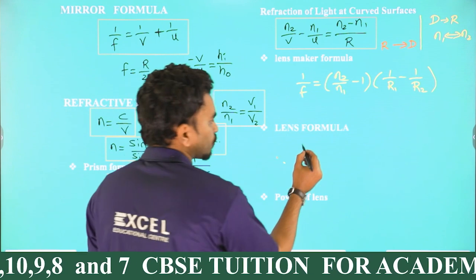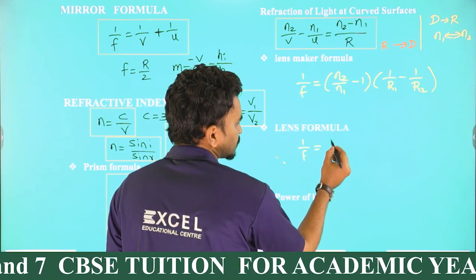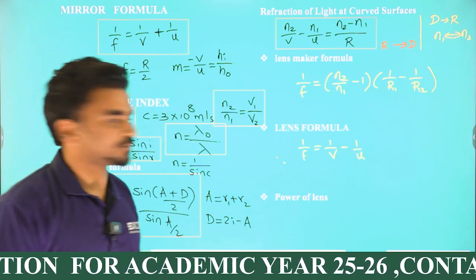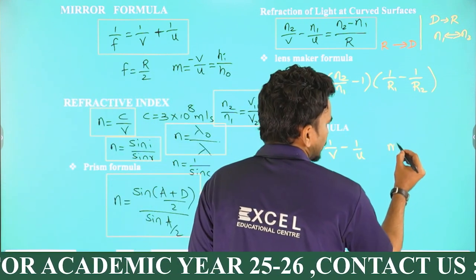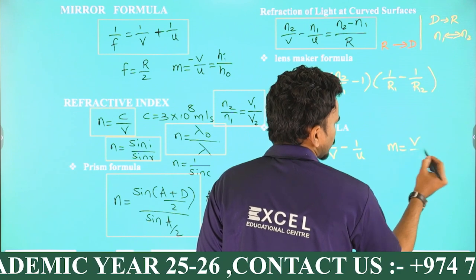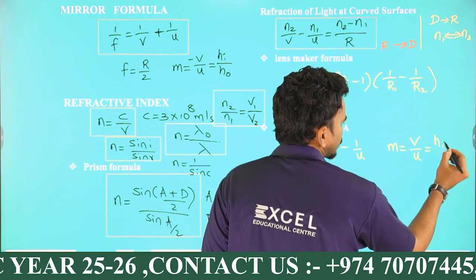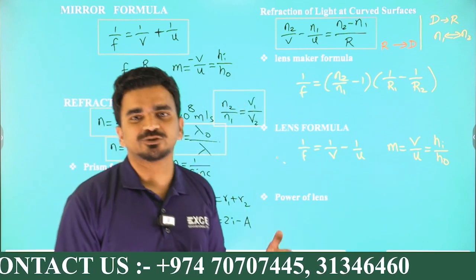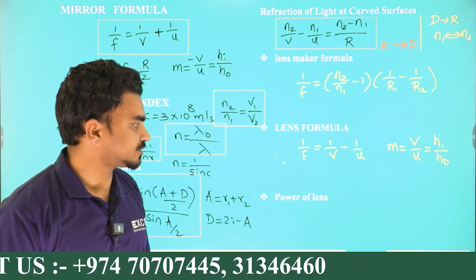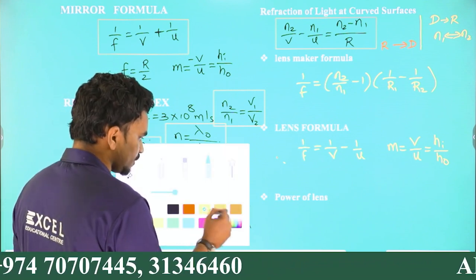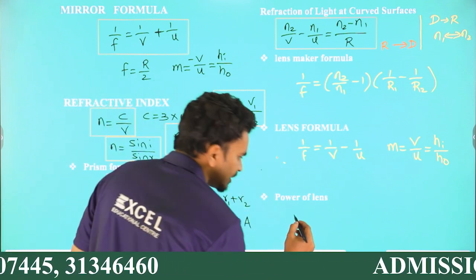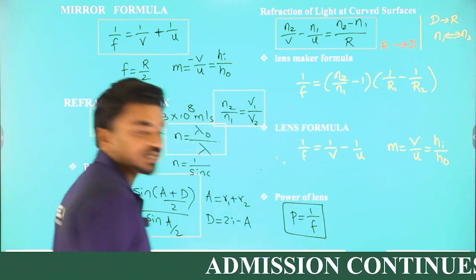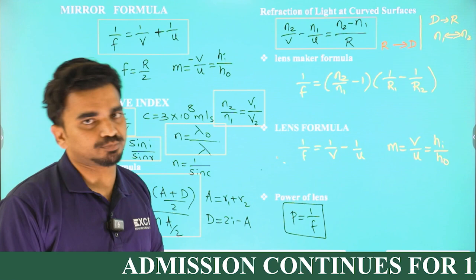All right, that's what we call the lens maker's formula. Then what is the lens formula? 1 by F is equal to 1 by V minus 1 by U. This is called the lens formula. And related to the lens, remember the magnification formula: V by U, which is also equal to HI divided by HO, where HI and HO are the size of the image and the size of the object. Now, the next one is power of lens. What is power of lens? The reciprocal of the focal length of the lens is called the power of the lens.